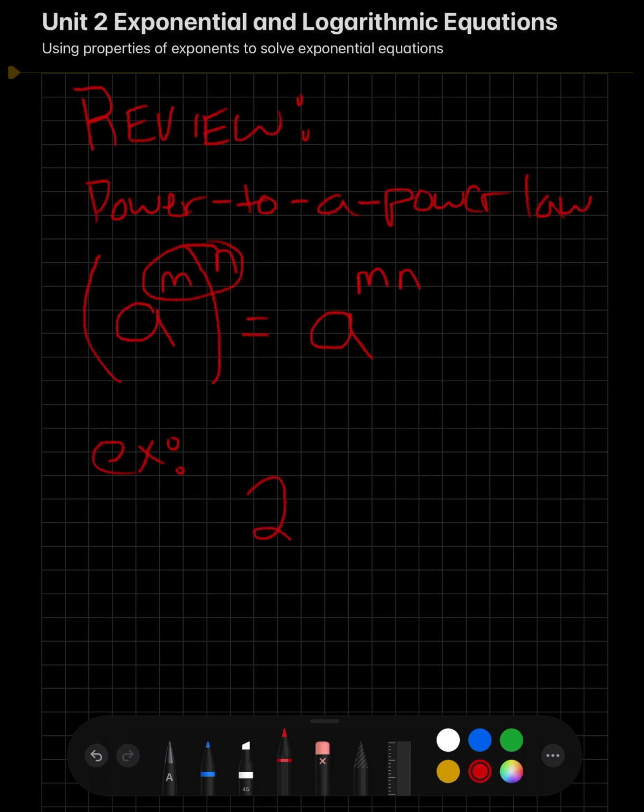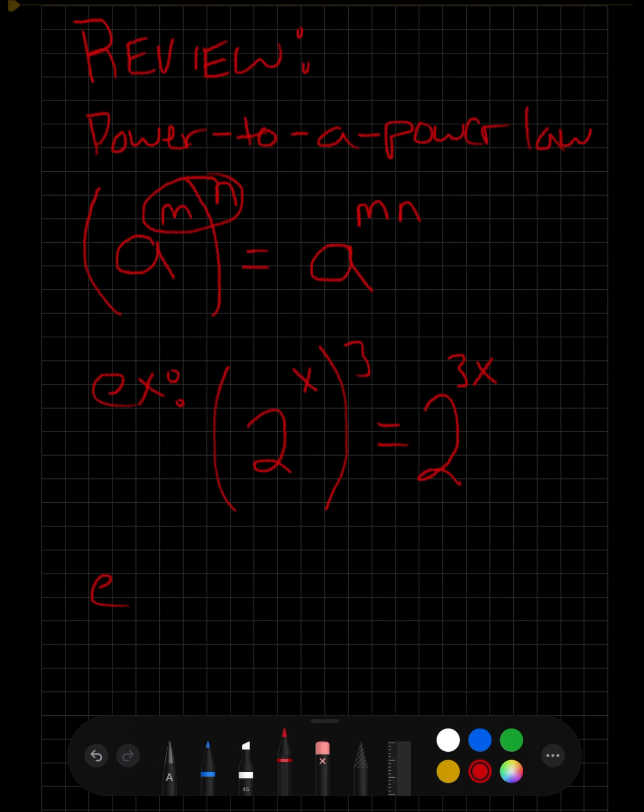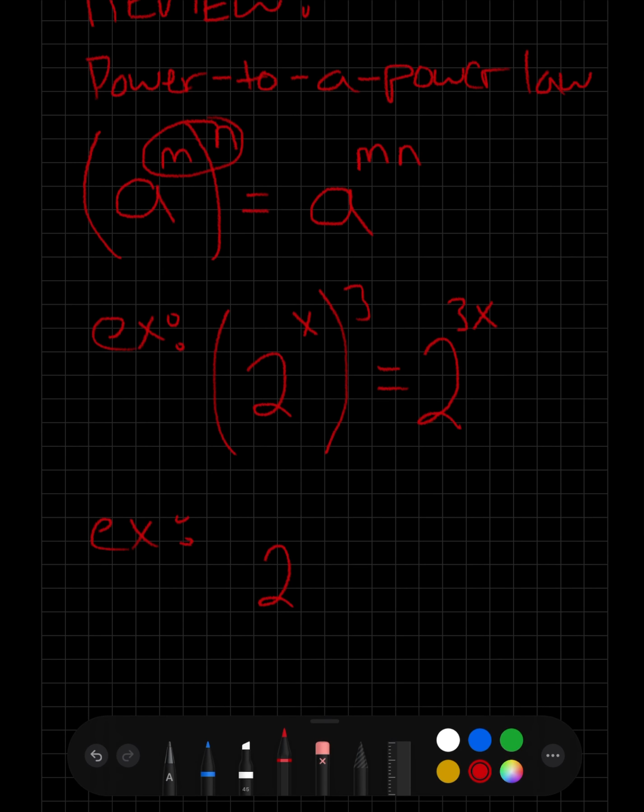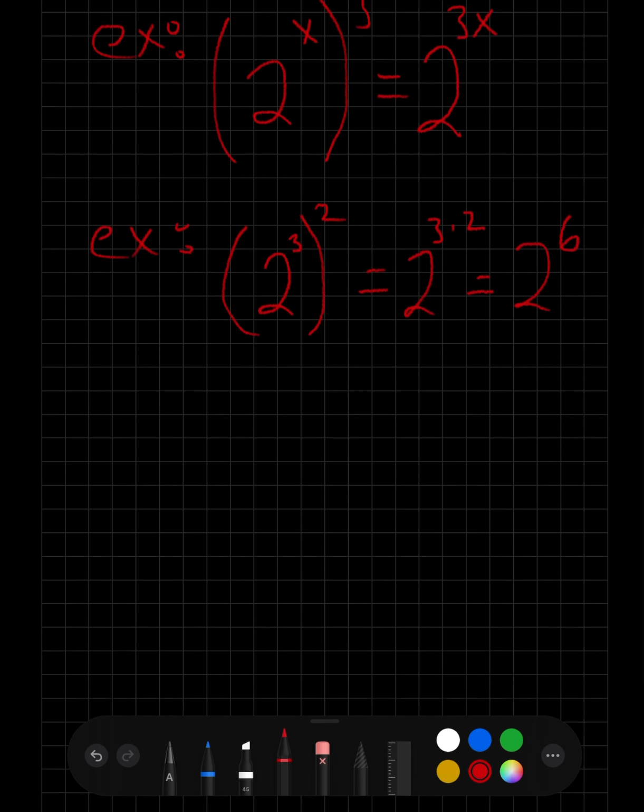So let me give you a little example. Let's say I had 2 to the x power, and I raised that entire thing to the third power. I could rewrite this as saying 2 to the 3x power. Let me give you another example. Suppose I had 2 to the third power, and then I squared that. That would be 2 to the 3 times 2, or 2 to the 6th power. That's our power to a power law. We're going to need that in a little bit, so keep that in your back pocket.